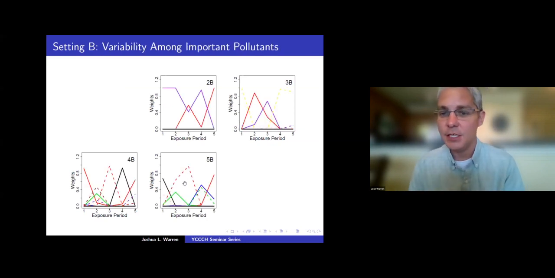In setting B, we wanted to allow for some variability among the important pollutants. So we still allowed for the same important pollutants to be important at each exposure period, but we allowed their relative contribution to change across time. So early on in pregnancy, this one was important, but then its contribution went down and it was kind of surpassed by number 2 here, pollutant 2, and then they can keep swapping in and out across the exposure.